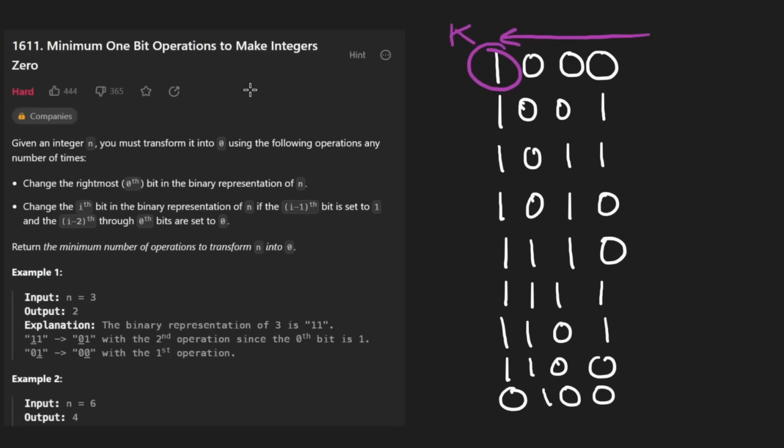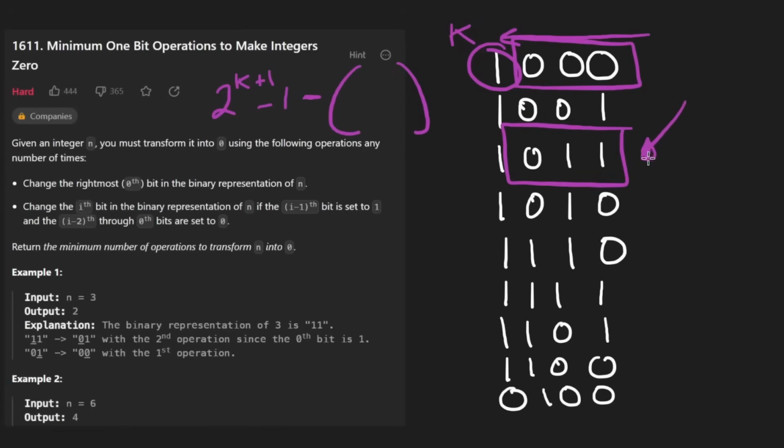Then our answer becomes this: 2 to the power of k plus 1 minus 1, and then subtracting from that the recursive algorithm. We're going to call our own algorithm recursively, and what are we going to pass in? We're going to pass in the remaining digits. If they're all zeros, then of course this is going to return 0. But if we were to have started like from here, we're going to pass these remaining digits into that. How do we get those remaining digits?